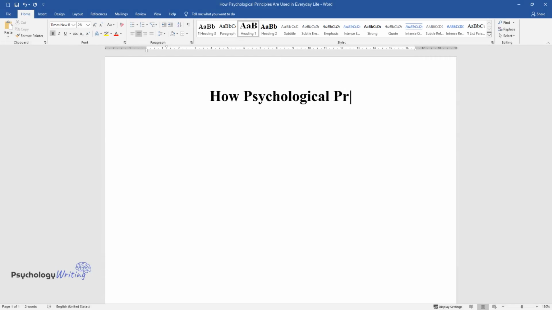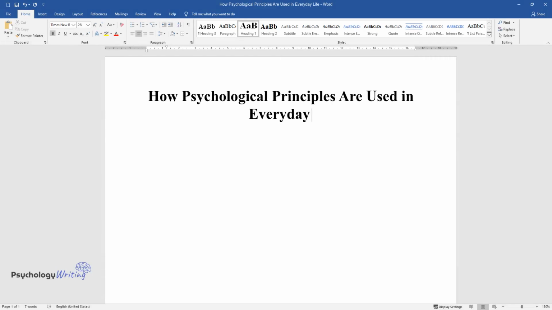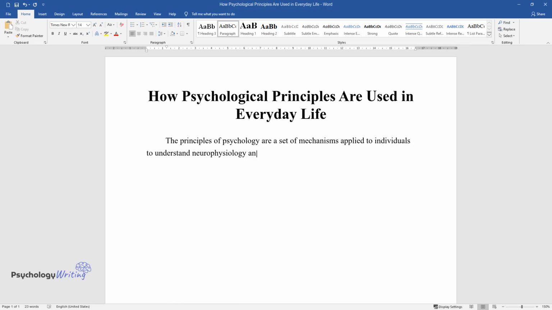How psychological principles are used in everyday life. The principles of psychology are a set of mechanisms applied to individuals to understand neurophysiology and features of psychology. These principles visually assess an individual's psychological state and cognitive abilities, thinking and learning.